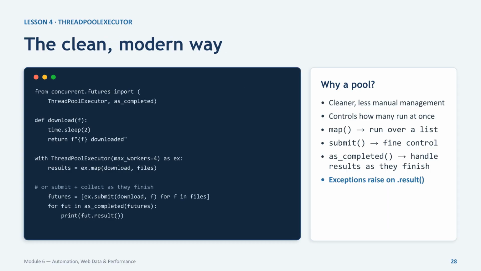The cleanest way to manage multiple threads is with the thread pool executor. This tool allows you to specify a fixed number of workers and map functions over data, or submit individual tasks. It takes care of thread management automatically, provides result handling, and simplifies your concurrent code significantly.